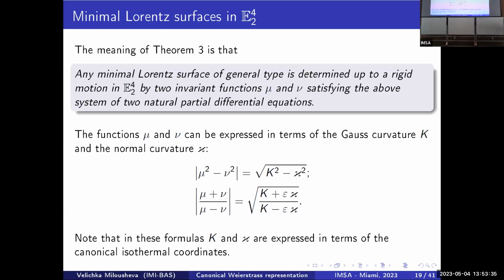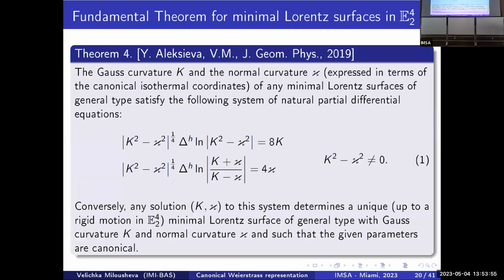Here, what you see is the connection between these two functions, mu and nu. They have some geometric interpretation, and it is in fact hidden in these formulas expressing the Gauss curvature K and the normal curvature in terms of these canonical isothermal parameters. So in terms of the invariants K and kappa, the theorem looks as follows. And it is similar to the other cases which were studied before.